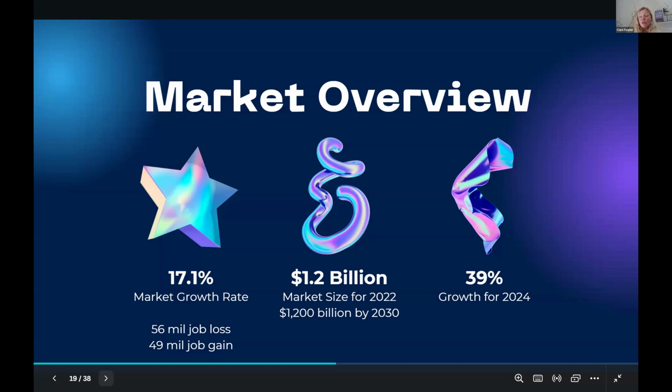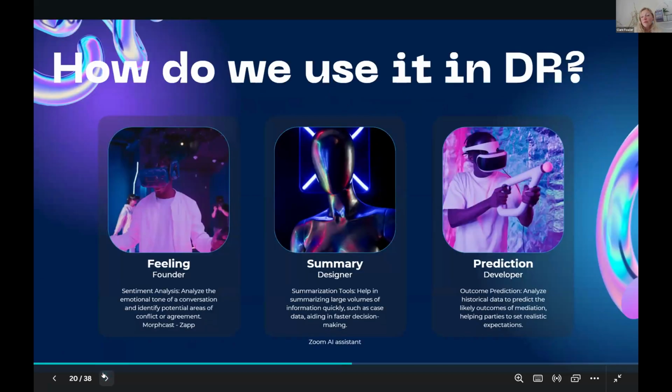However, the initial very conservative reports are that it's also going to add a net gain of 49 million jobs, right? And this is just with the limited understanding of AI that we have now. So it'll be really interesting to see. I think we might see quite a few new jobs develop that we weren't anticipating. In 2022, there was about a 1.2 billion market size. That is estimated to be 1,200 billion by 2030. So we're seeing, obviously, no surprise here, everything is growing very quickly.